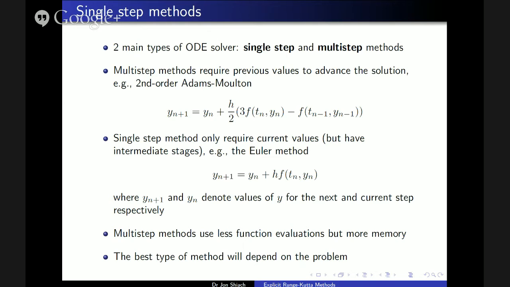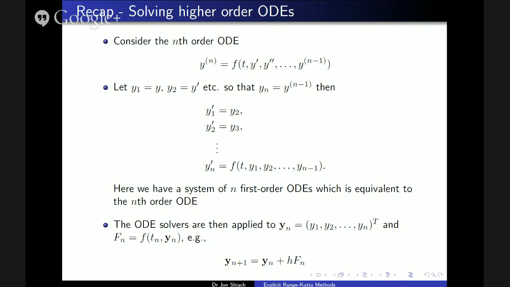So that's what we're going to be looking at: single-step methods. All of the methods we look at can only solve first-order ODEs. What if we have a higher-order ODE? Well, as we looked at last time, if we let y1 equal y, y2 the first derivative, y3 the second derivative, etc., we can write our nth order ODE as n first order ODEs. So we have a system of n first order ODEs. We apply our solvers to each of these, because these are just first order and we can solve them at the same time.